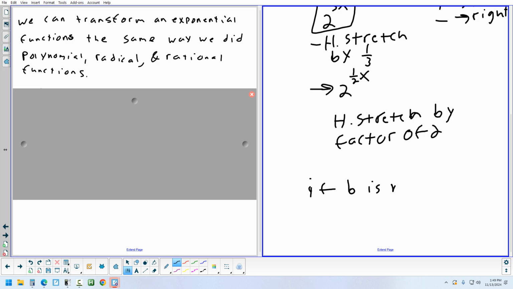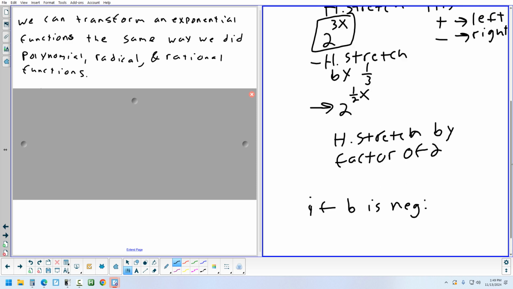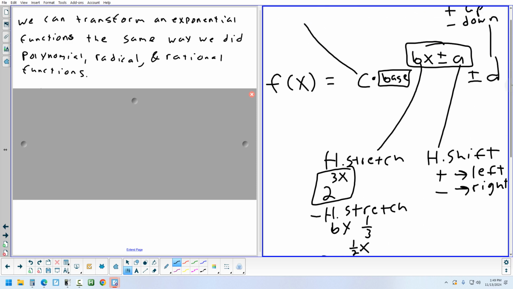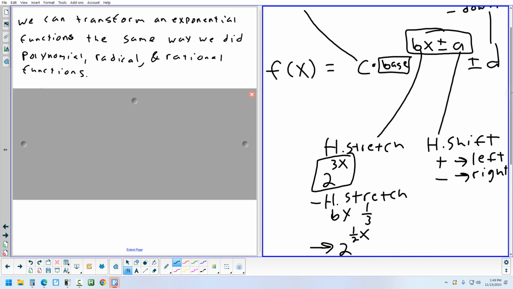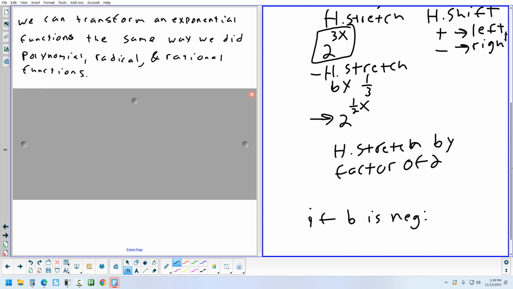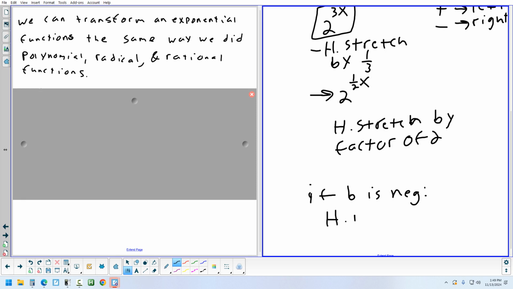B is negative, what does that cause your graph to do? Reflect. Reflect which way, horizontal or vertical? Horizontal, because it's in the box that does horizontal stuff. So horizontal reflection.